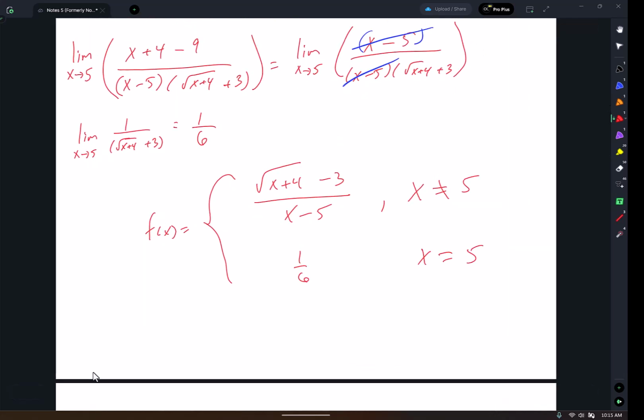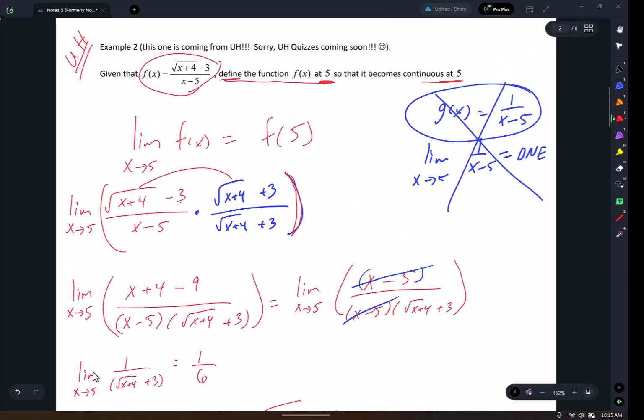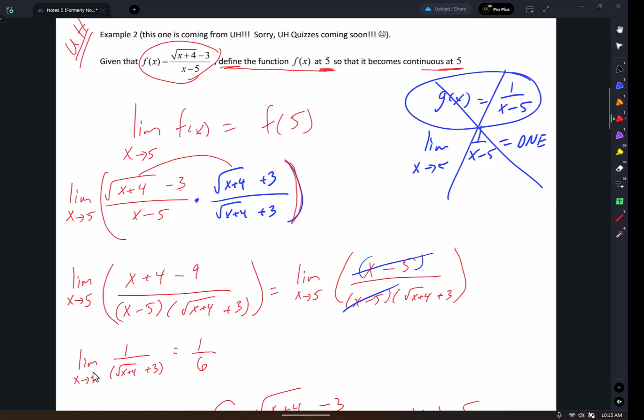Why did you do the blue? It was just an example of how if the limit does not exist, then forget about it. You cannot do anything to make it continuous, because I have an infinite discontinuity at x equals 5.